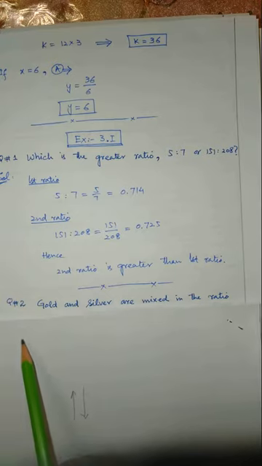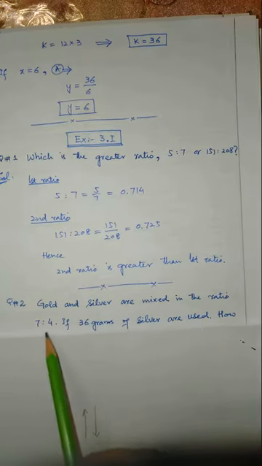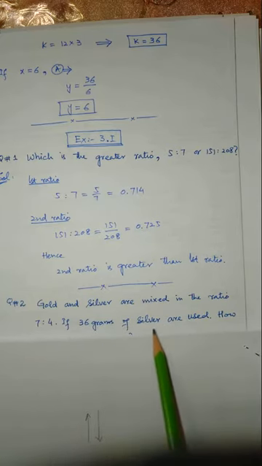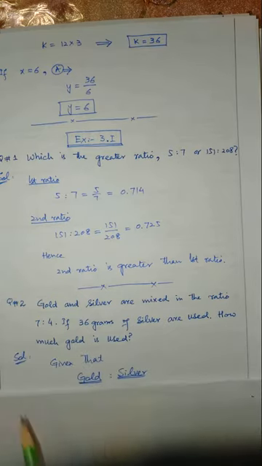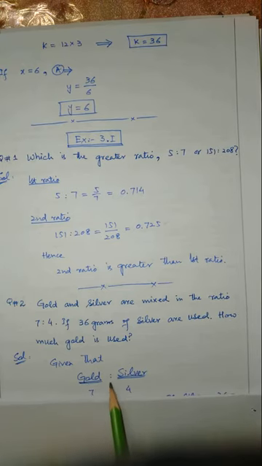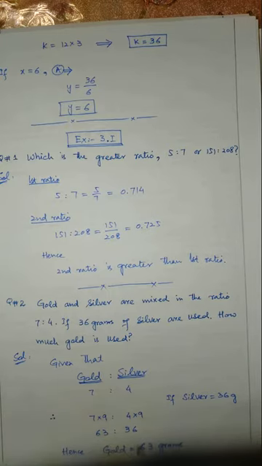Question number 2. Gold and silver are mixed in the ratio of 7:4. If 36 grams of silver are used, how much gold is used? Solution. Given that gold to silver is 7:4, and silver is 36 grams. So to make 4 equal to 36, we will multiply both parts of the ratio by 9. 9 4s are 36 and 9 7s are 63. Hence, the gold is 63 grams.